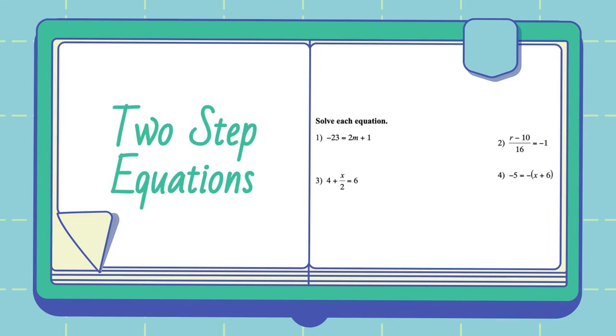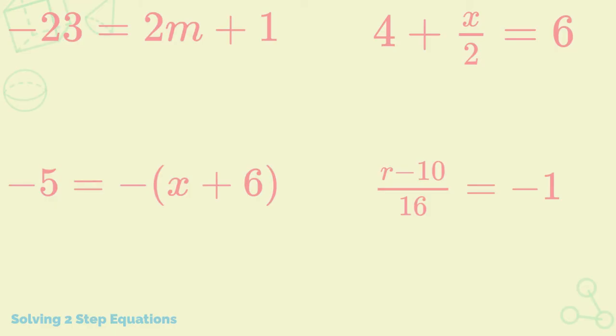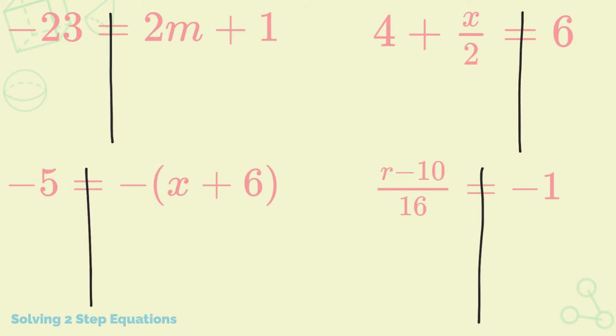Now we are going to work on two-step equations. Two-step equations are very similar. I still want to draw that line through all of my problems so that I can make sure that whatever I do to the left of the line, I also end up doing to the right. But now, instead of just doing one thing to get the variable by itself, we'll have to do two things to get the variable by itself.